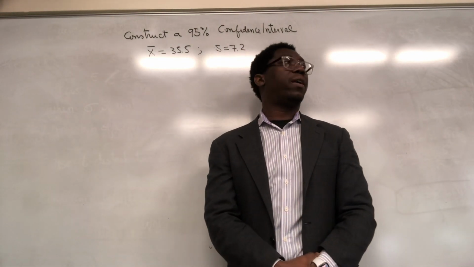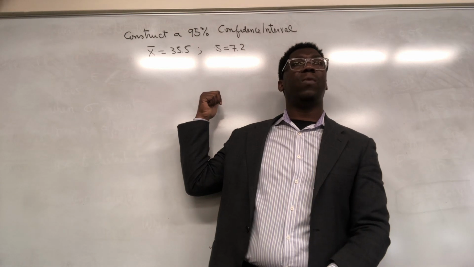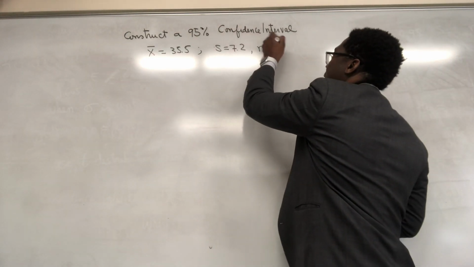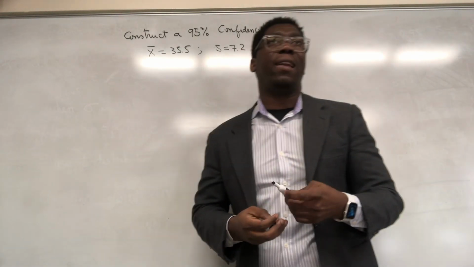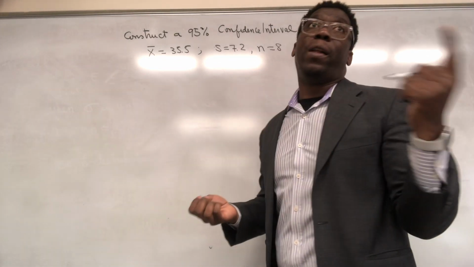What information do you think I don't see? Because I need to continue. One more missing information. What is that? N. So what is N? 8. So what am I using N for? Why am I using N? Yeah, well, to find the margin of error.